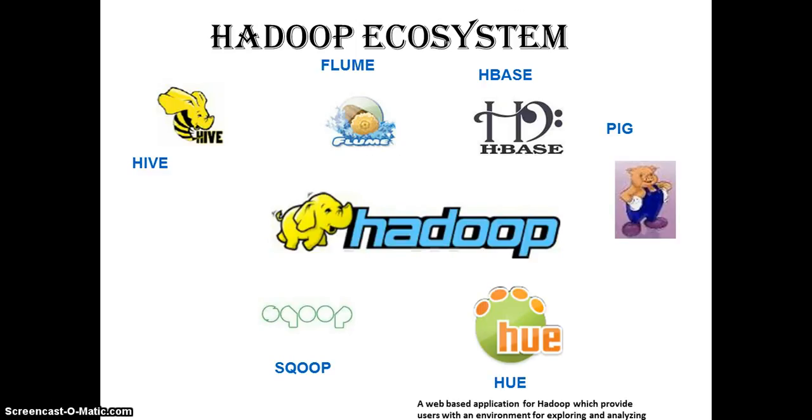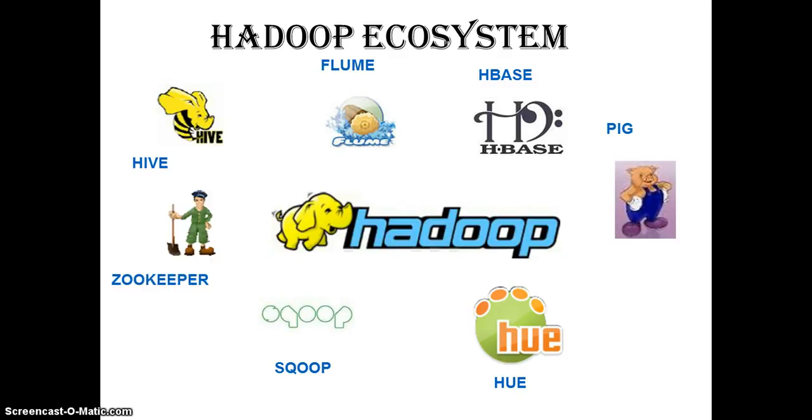We have Hue. Hue is a web-based application for Hadoop which provides users with an environment for exploring and analyzing data. Basically, Hue provides you a user interface where you can explore and analyze data by executing your MapReduce jobs, or you can use your Hadoop ecosystem components, anything.